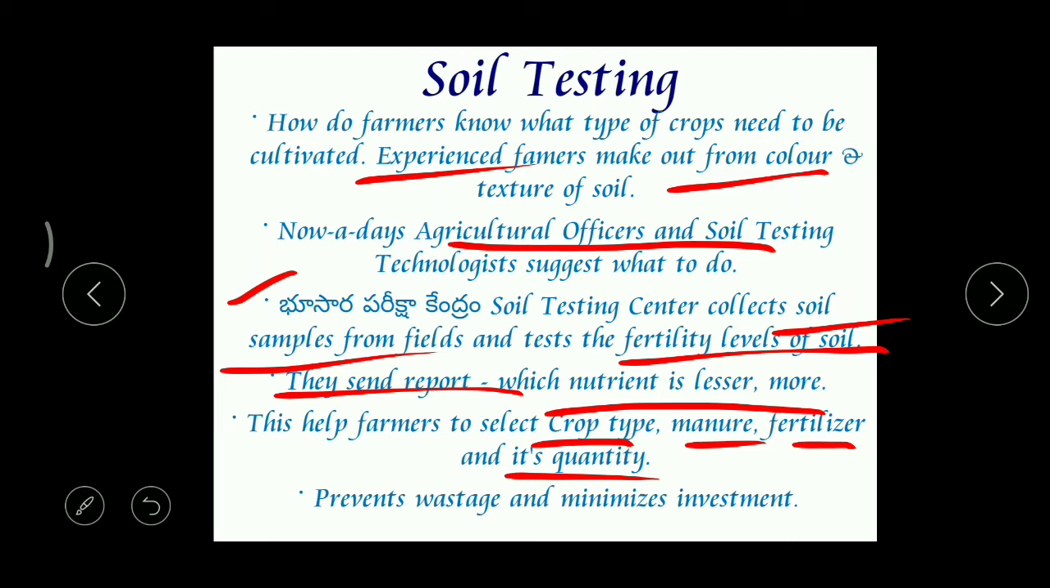Whenever we follow the instructions and advice given by this soil testing center, what happens? Automatically we can prevent wastage and minimize the investment. But without doing all these things, if you start agriculture with whatever crop we like, then that leads to complete wastage of time, money, and also energy. Got it? That's why before we start agriculture, we must go for this. So that is the use of soil testing, right?